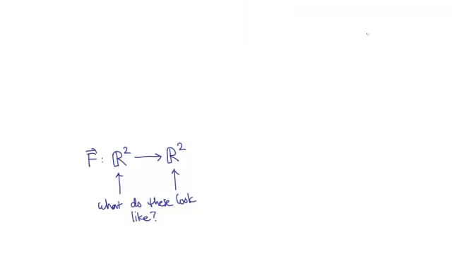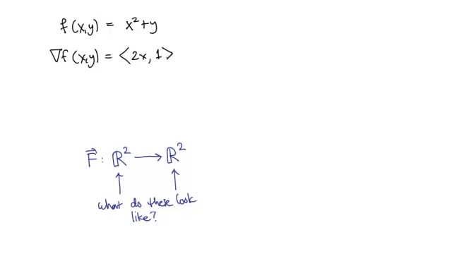We've actually experienced this kind of function already. Imagine we took some function of two variables, say the function x squared plus y. When we took its gradient, its derivative, we came up with the vector 2x comma 1. And if you take a look at it, this is exactly the proper form. Its input is a point in R2. Its output is a vector in R2. So every gradient we've ever looked at is actually a special case of a function from R2 to R2.